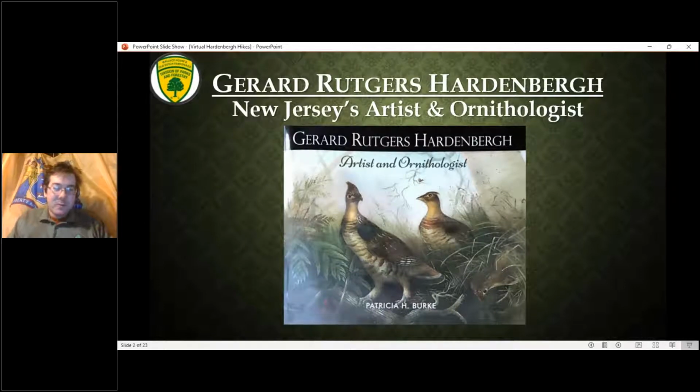Gerard Rickers-Hardenberg was an artist and ornithologist from New Brunswick, and sort of worked in New Jersey at the turn of the century, in the late 19th and into the early 20th centuries. He came to my attention because he was recently featured at Morven Museum and Garden in Princeton as part of a featured exhibit in their changing exhibit galleries. Before he came to Morven, though, he was well known in Ocean County.